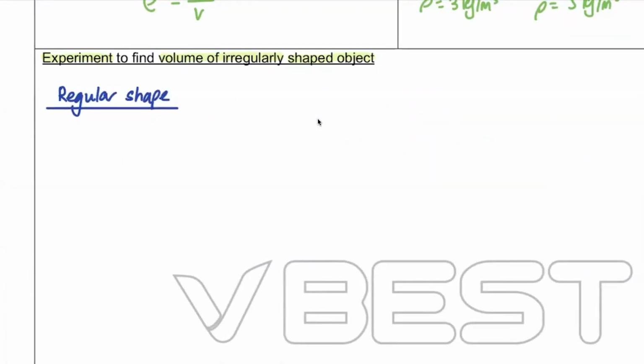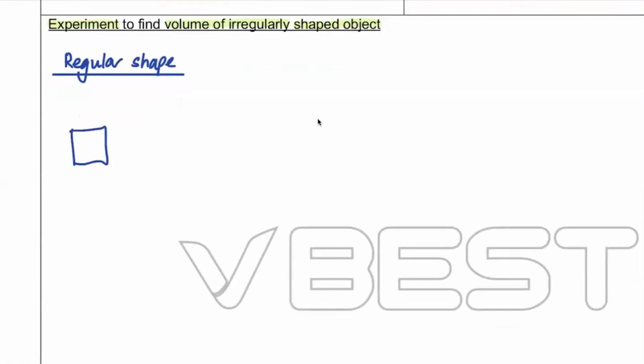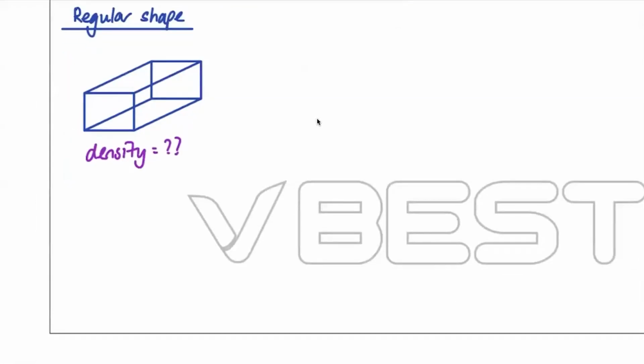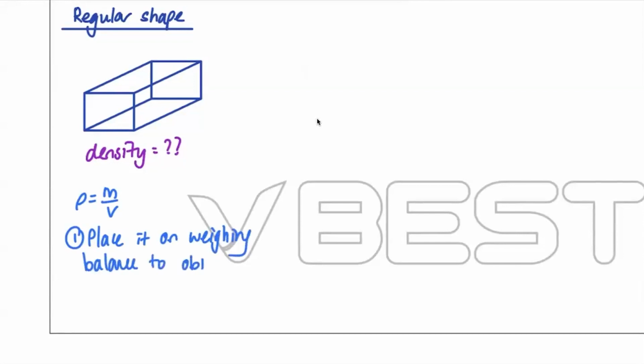So for regular shape, let's say I want to find the density of a cuboid. How do I find it? First, you must know density is mass over volume. So we need the mass of this cuboid. How can we get the mass? Place it on a weighing balance to obtain mass. Okay, so we put it on the weighing balance, we obtain the mass already.